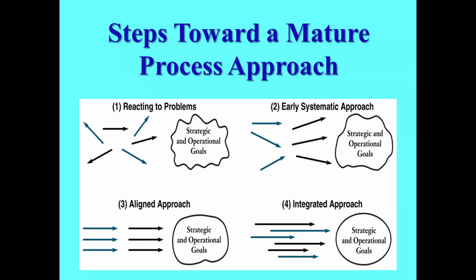Number two illustrates some amount of uniform, relatively some uniform directions of the arrows and the processes. So this is an improvement of the first phase. So this is the phase of early systematic approach, which should be further developed into alignment and eventually an integrated approach. As I said, the ultimate target is this one, integrated approach.